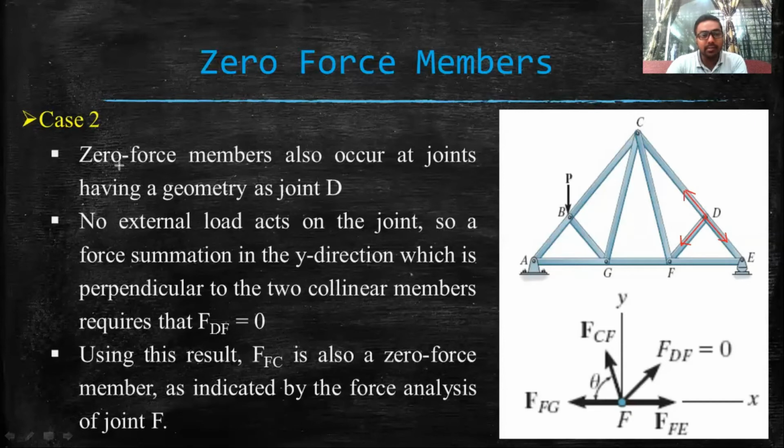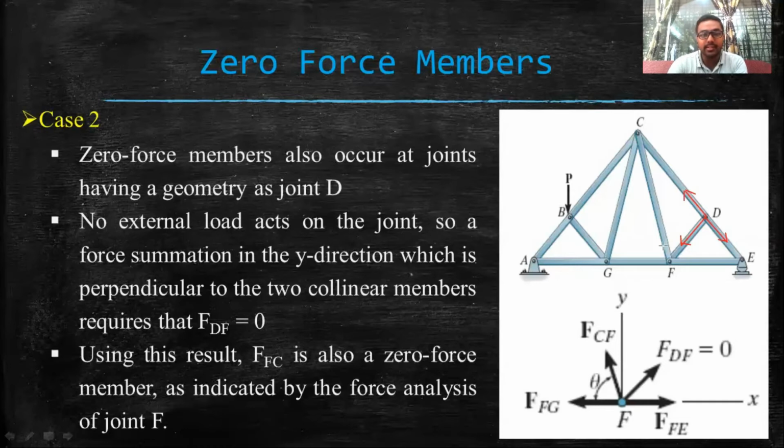Now, as you can see here as well, a zero force member occurs at joints having the geometry of joint D, and no external load acts on the joint. As there is no external load acting on the joint, this is very important. Because there is no external load acting on this joint, member DF is becoming zero. So a force summation in the y direction, which is perpendicular to the two collinear members, requires that FDF equals zero. Now, using this result, FCF.